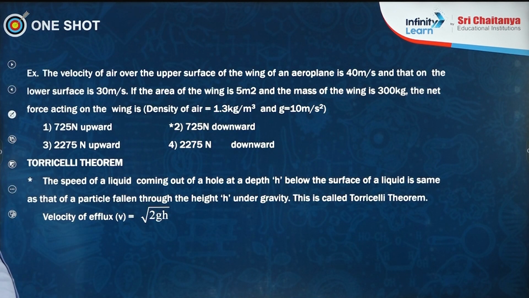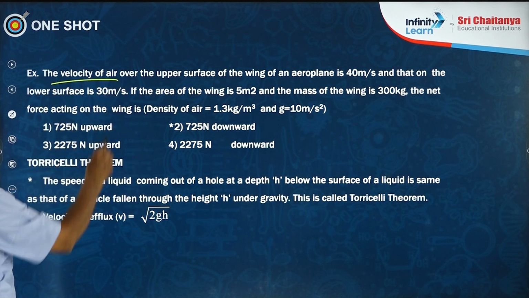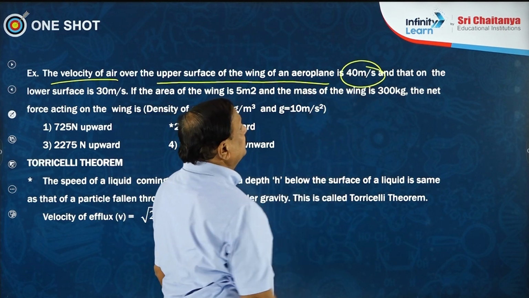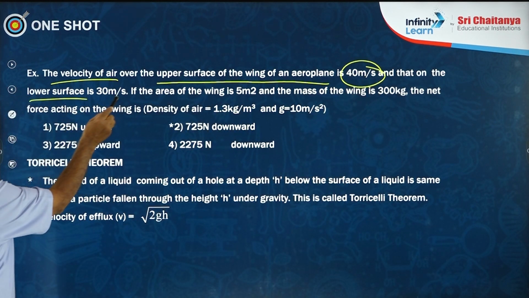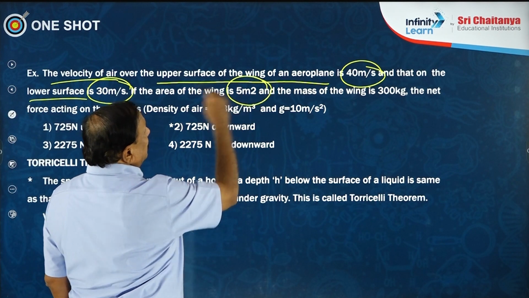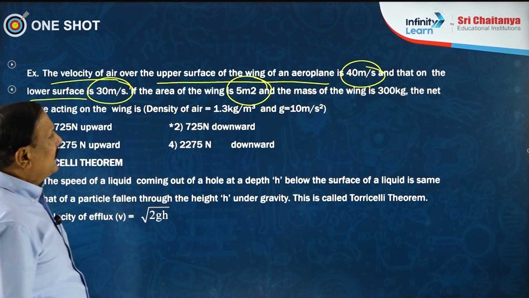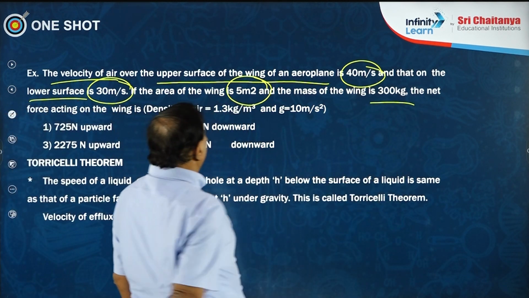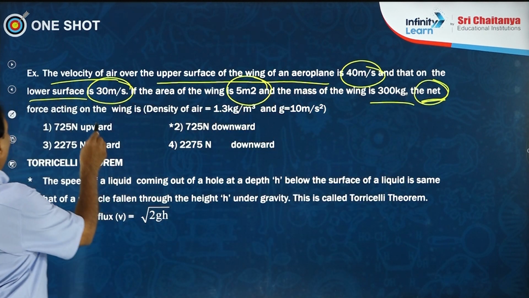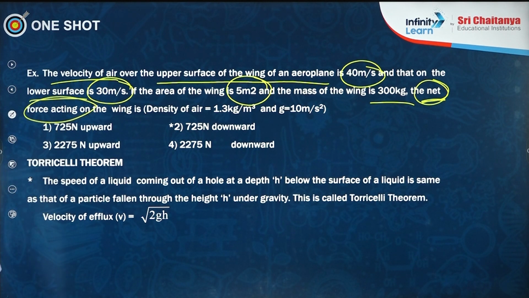Next, based on the aerodynamic lift, here I have given a numerical. Go through it carefully. The velocity of air over the upper surface of the wing of an aeroplane is 40 meter per second. On the lower surface it is 30 meter per second. Area of the wing is given as 5 meter square, and mass of the wing is 300. Now they are asking net force. Try to understand this word, net force acting on. Actually, in this type there may be two types of questions.